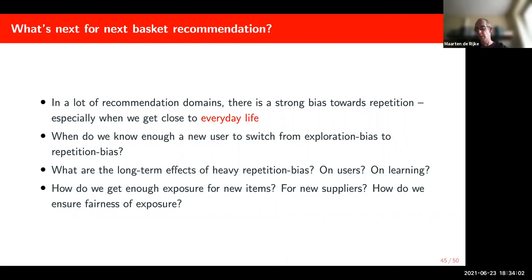Now, of course, this comes with a whole bunch of questions. Wouldn't it be good if we offered new opportunities for people? Wouldn't it be good if we break certain habits? What about new users for whom we don't have this personal frequency information yet? When do we know that we've explored enough so that we can switch to a repeat mode rather than an explore only mode or a repeat plus explore mode?